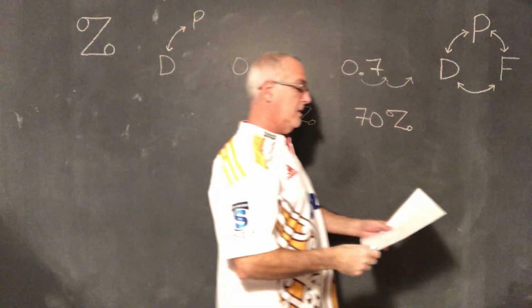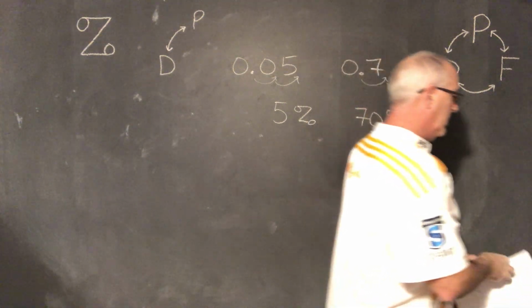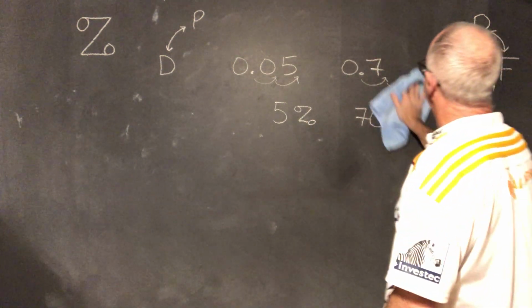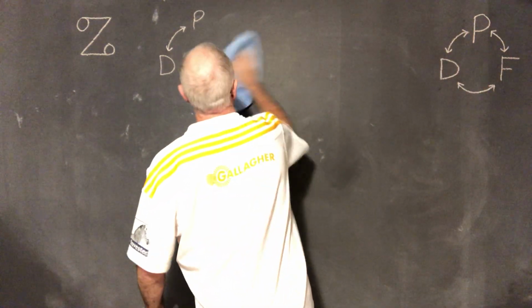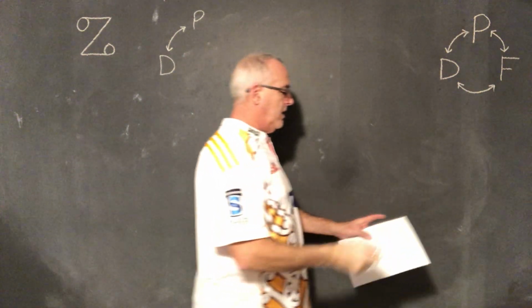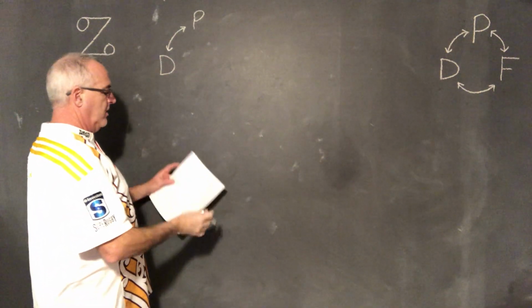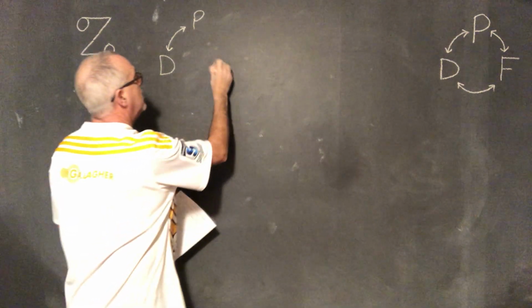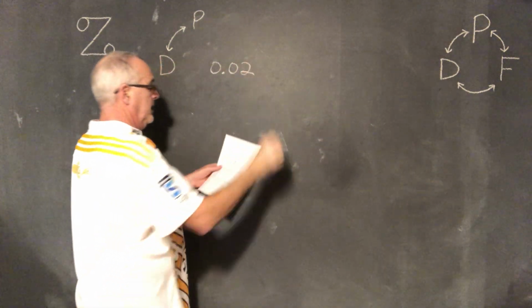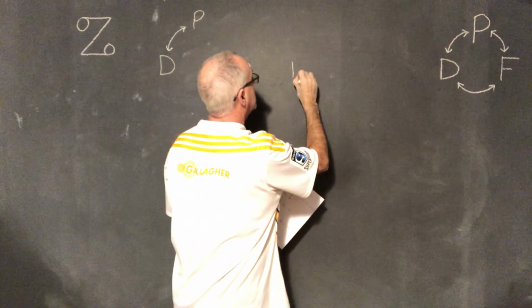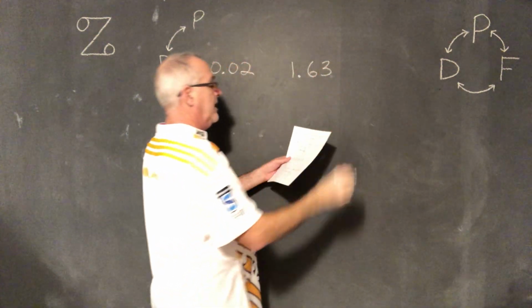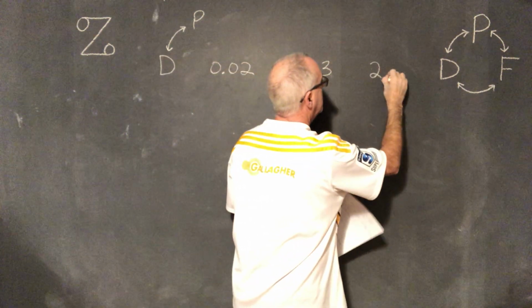Any more? I have 3 more. I'll do all 3 really quickly though, because we're good at this. So I'll write all 3 of them at once, and then we'll do all 3 of them all in a row. How about 0.02? How about 1.63? How about 2.8?